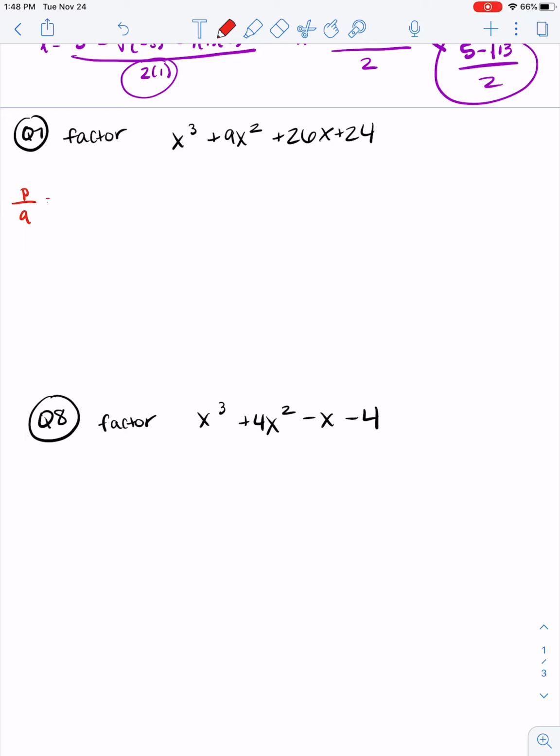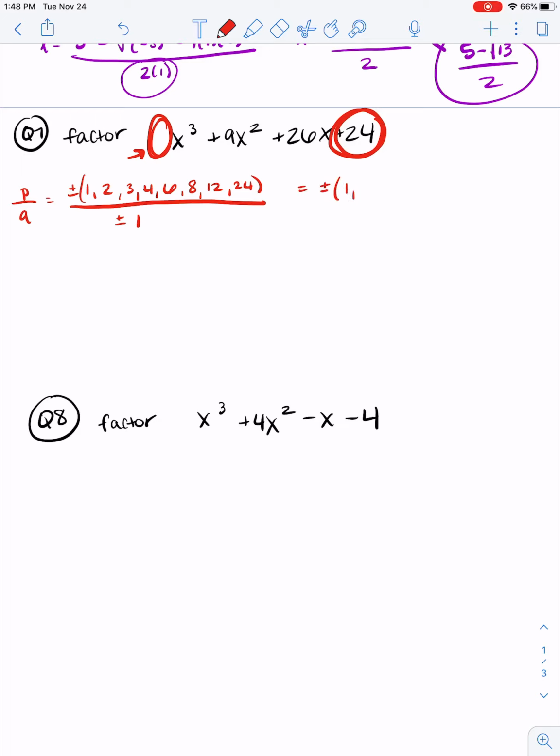So P over Q, we would find all the possible rational roots by finding the factors of our last term divided by the factors of our first coefficient. So the factors of 24 are plus or minus 1, 2, 3, 4, 6. Think of all the numbers that go into 24. And then 8, and then 12, and then 24. And then on the bottom, the factors of our leading coefficient, which is 1, would just be plus or minus 1.